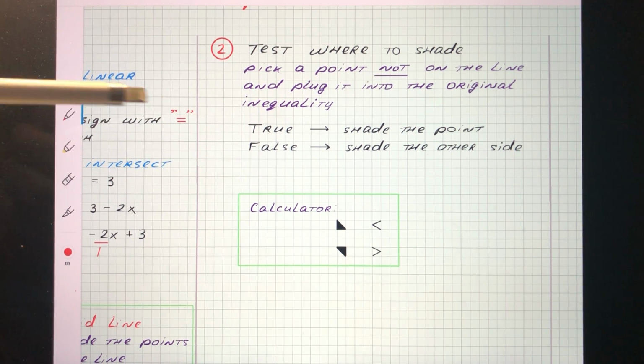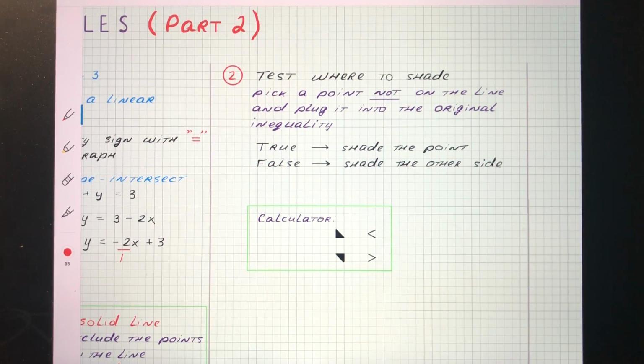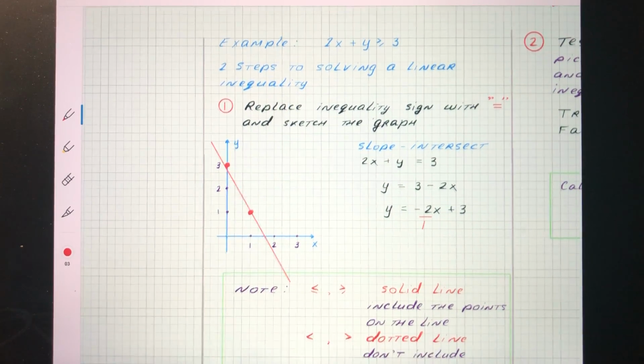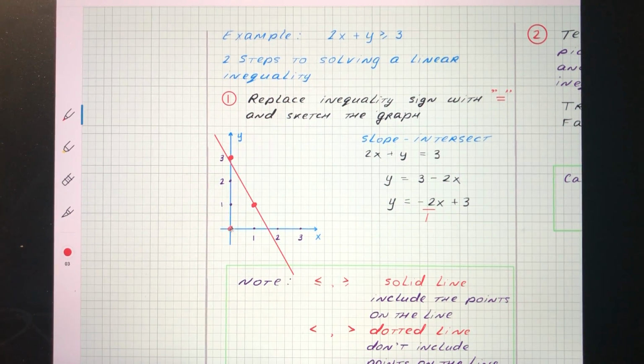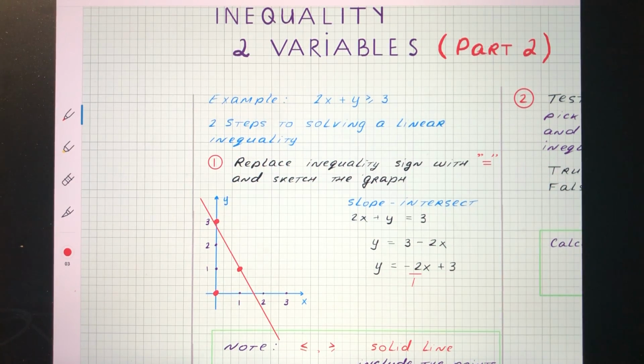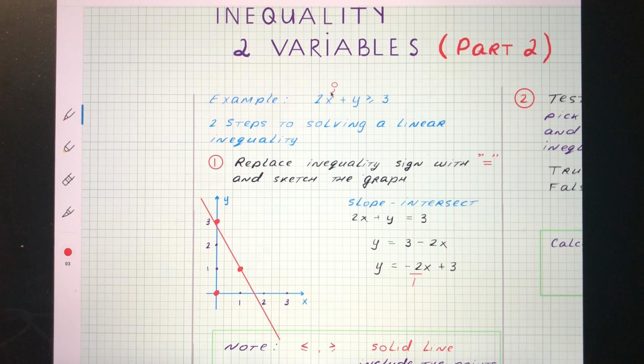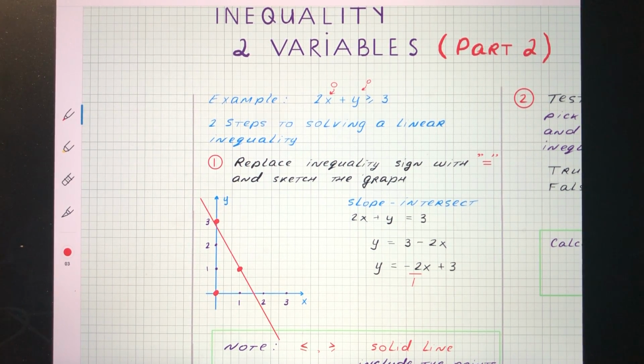So the test point is any point that is not on the straight line. If the straight line does not go through the origin, which is here, then the origin is the easiest point to use. Let's use the origin once again. The origin is 0, 0, so we put 0 for the x, put 0 for the y, and ask ourselves, is this true or false?